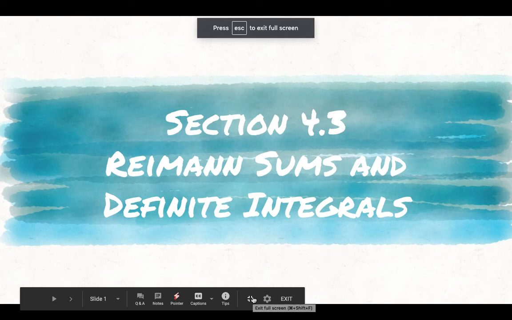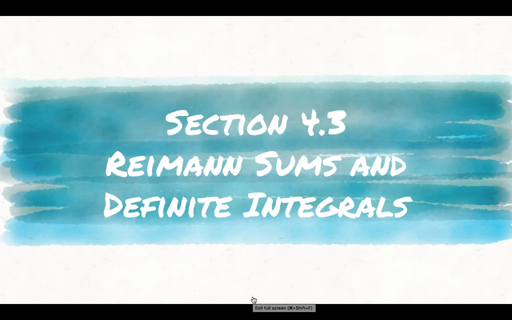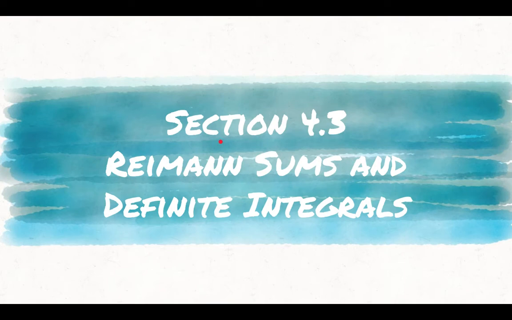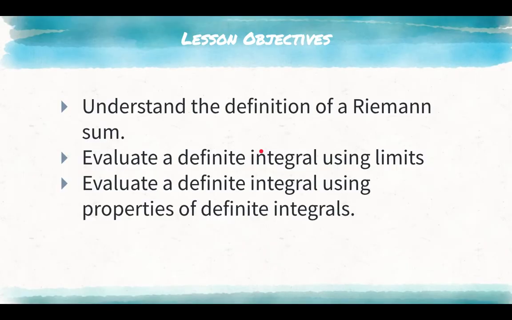Okay, as we continue on in chapter 4, we're talking about integration. And we're going to start talking about Riemann sums and definite integrals. We talked about in section 1 this idea of indefinite integrals. Now we're going to look at what we call definite integrals. We're going to use Riemann sums, which is going to build on what we did in section 2 with this idea of area.